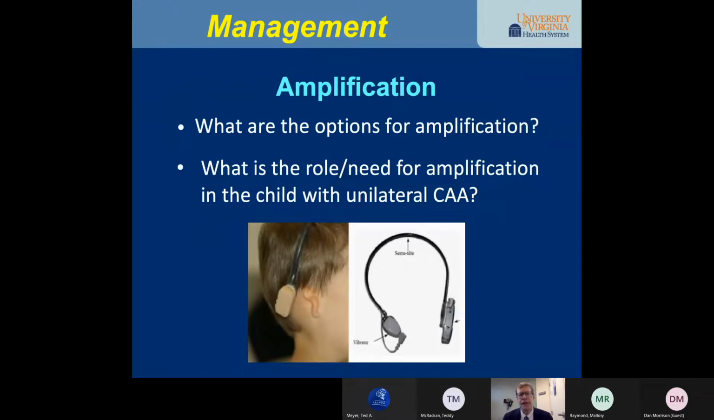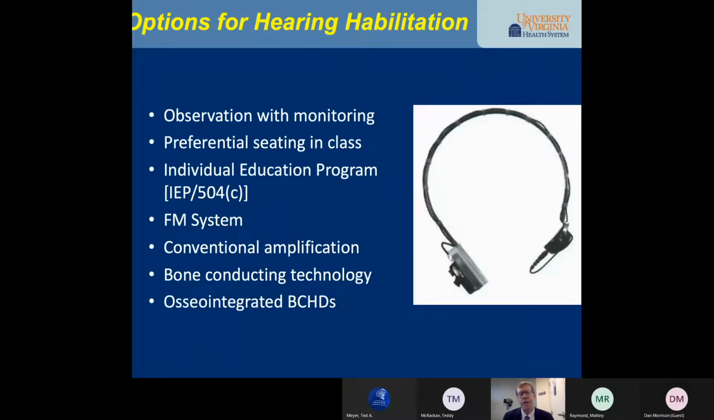So what are the options for amplification, and what is the role for amplification in the child with unilateral aural atresia? So the options include observation with monitoring the hearing. And I want to stress, we need to continue to monitor the hearing to make sure that the normally developed ear doesn't decline with time. It's rare, but you want to be on top of it.